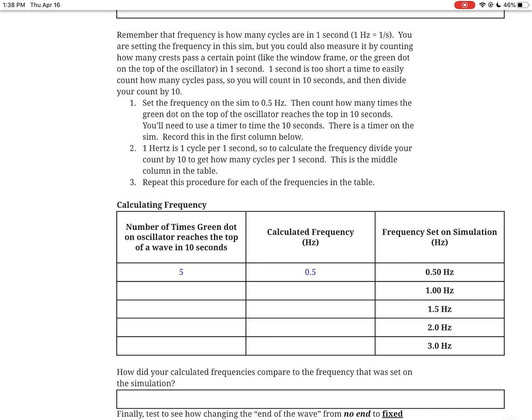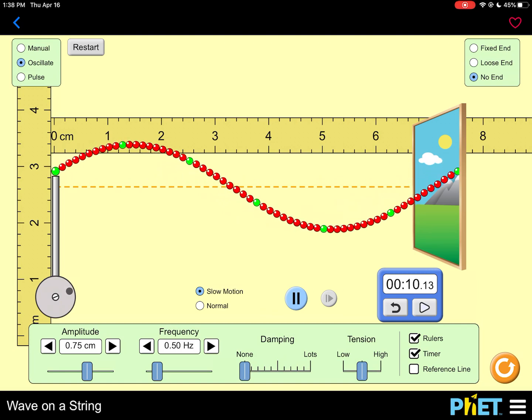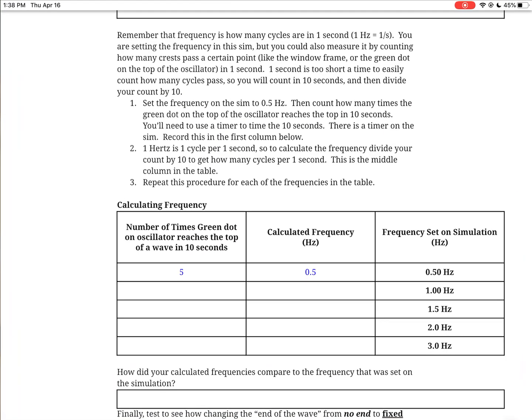If I have 5 cycles in 10 seconds, and I want to know how many cycles in 1 second, then I would take that 5 and divide it by 10. That means my calculated frequency is 0.5. There's 0.5, or half of a cycle, in 1 second. Hertz is how many cycles per 1 second. And that matches the frequency that I had set on the sim. The frequency was set at 0.5 hertz, which matches what I counted.